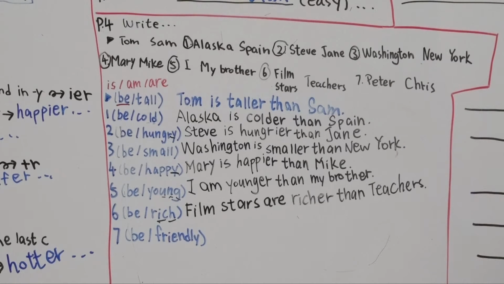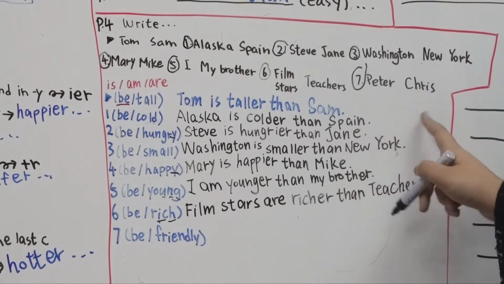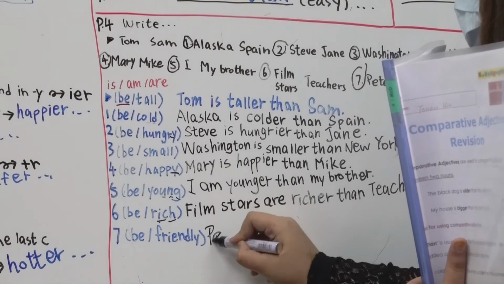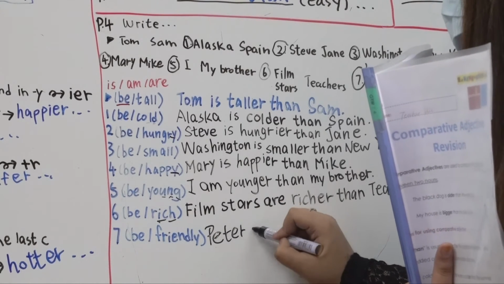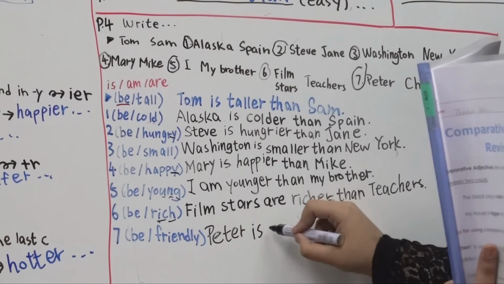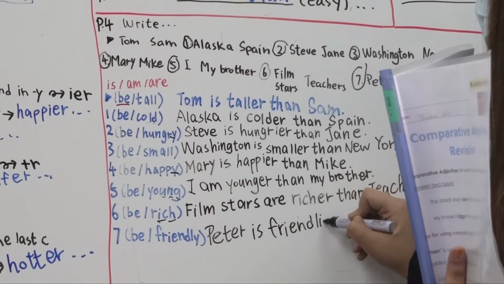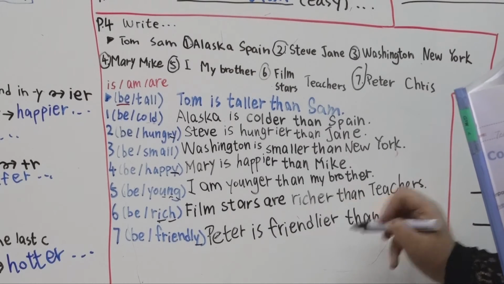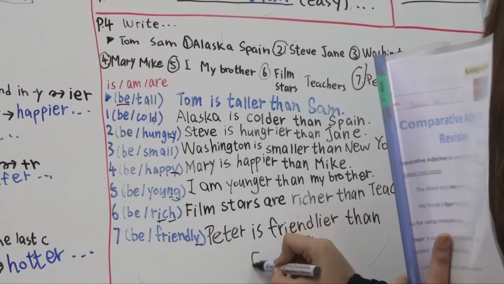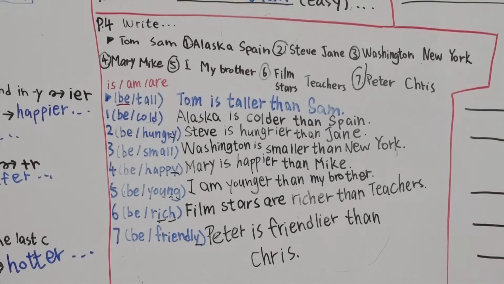Next one. Okay. Peter and Chris. So for Peter, we use is, of course, right? Just one person. And then friendly becomes friendlier because it ends with Y. We add ier, right? Peter is friendlier than Chris. Right? So please check your answers.